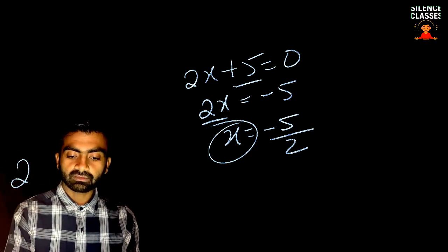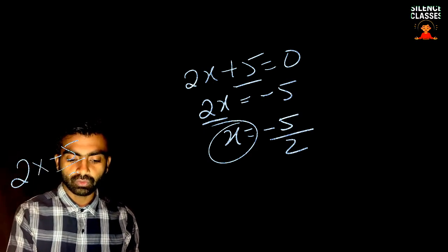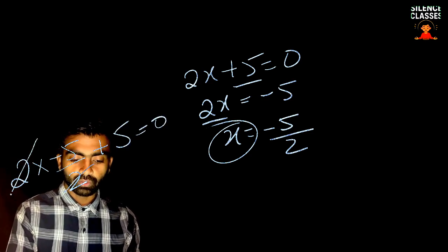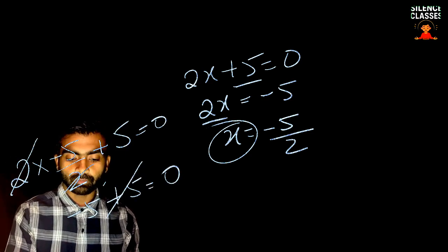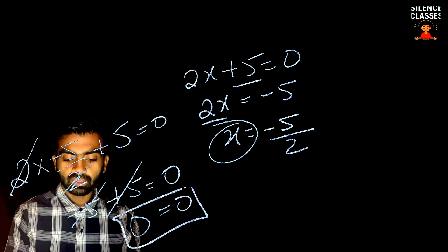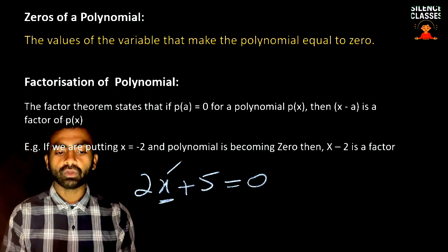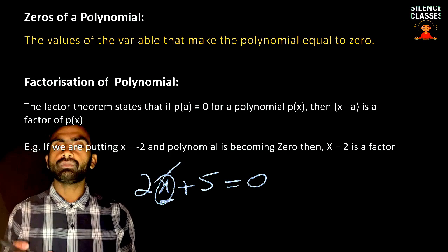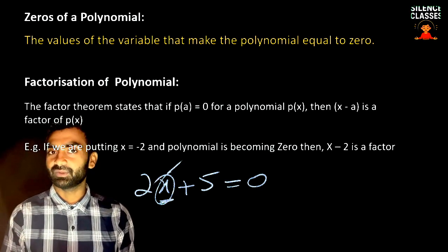Instead of x we write minus 5 upon 2, so 2 multiplied by minus 5 upon 2, plus 5 equals 0. The 2 and 2 we can cancel, minus 5 plus 5 equals 0, so 0 equals 0. I hope you guys understood. The zero of the polynomial is the value that we have to put in place of the given variable to make that particular equation equal to 0.